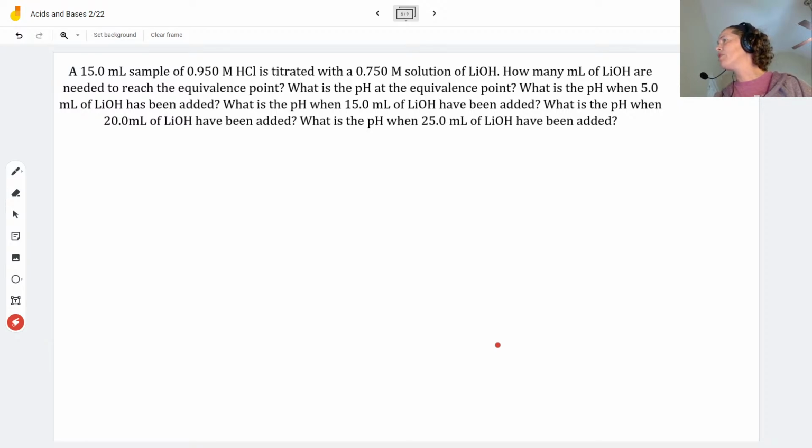Oh, so we've got some more questions. How do you find the pH of an acid in a double displacement reaction?